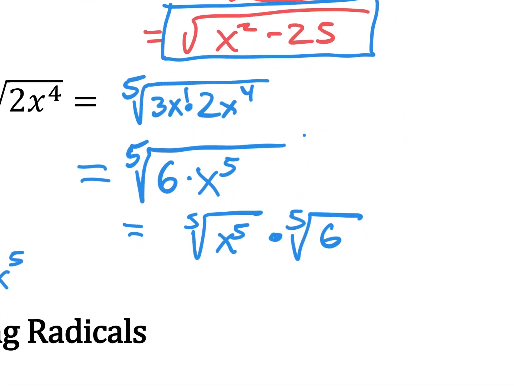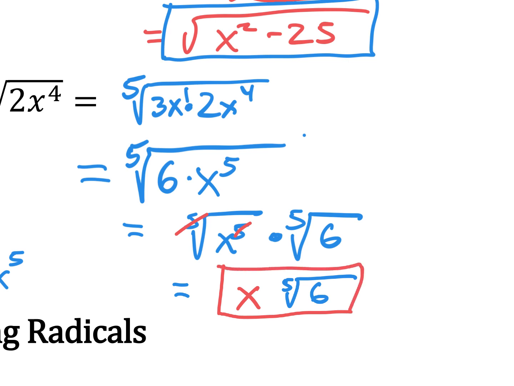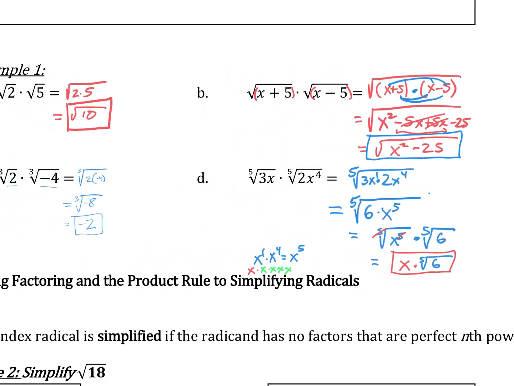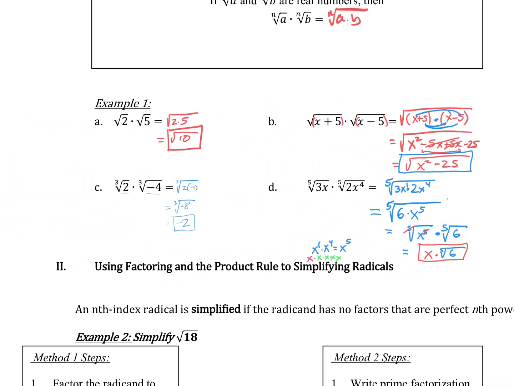Why would I want to do that? Well, because I can deal with this, but I can't deal with this. I don't know what the fifth root of 6 is. You can use your calculator and find it. It's a decimal number, but I don't know what it is. But remember that these are inverse operations. The fifth root of x to the fifth, those are opposites. They cancel each other out, and that just leaves x. So x times the fifth root of 6 is the most simplified version. So that's the radical product rule. Next, we'll see how we can use that to simplify square roots.